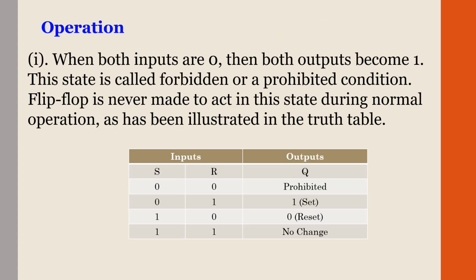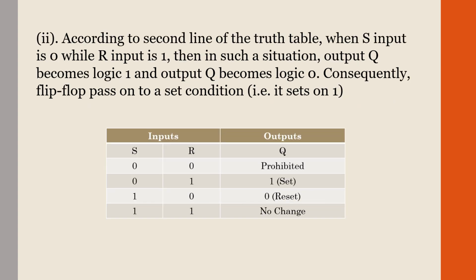or high. Operation: when both inputs are 0, then both outputs become 1. This state is called forbidden or a prohibited condition. Flip-flop is never made to act in this state during normal operation, as has been illustrated in the truth table.